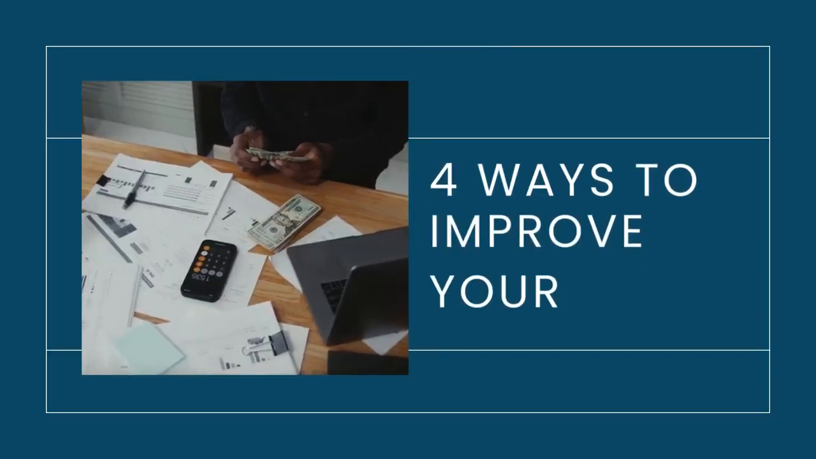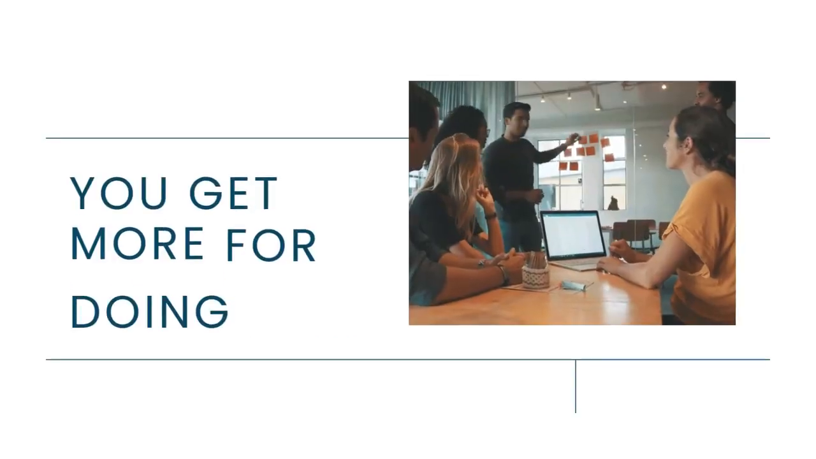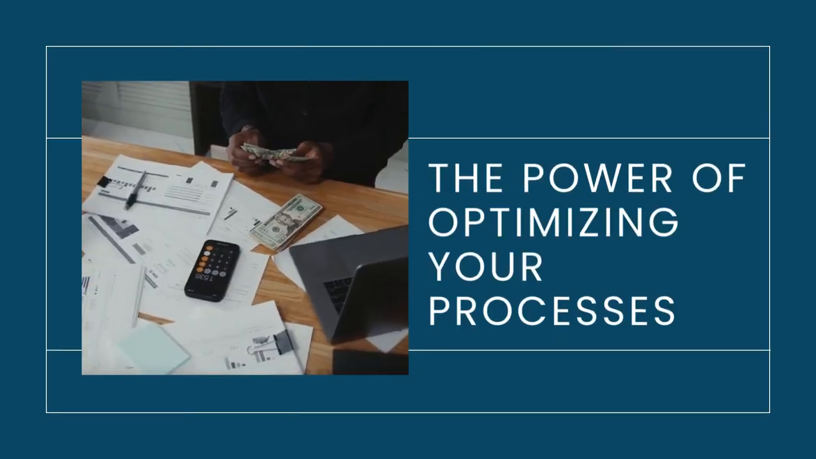So today we're going to talk about 4 different ways for you to improve your profits simply through being more efficient, which basically means you get more for doing less. All right, so we're going to jump right into it. And we're going to look at number 1, which is the power of optimizing your processes.